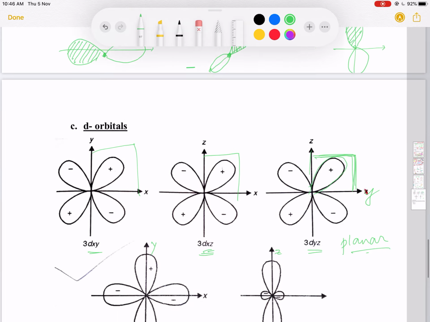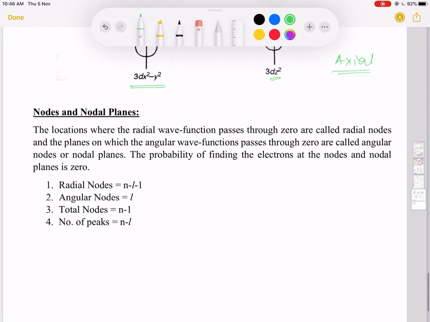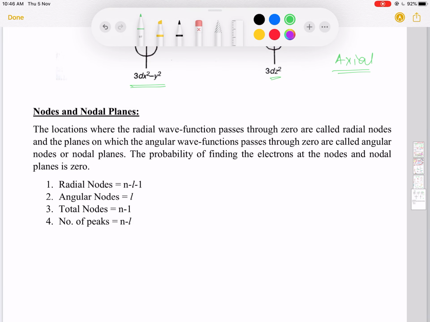The last thing that we'll be discussing in this lecture is nodes and nodal planes. Nodes or nodal planes are those regions where the probability of finding the electron is 0. Radial nodes are given by the formula n minus l minus 1, where n is the principal quantum number and l is the orbital angular momentum or azimuthal quantum number. Angular nodes are given by l, total nodes are given by n minus 1, and the total number of peaks is given by n minus l.